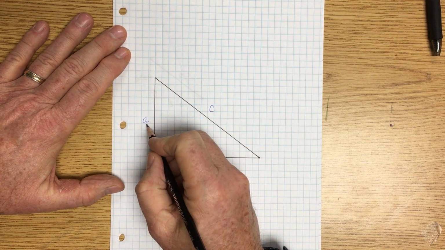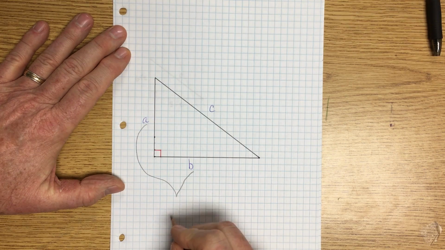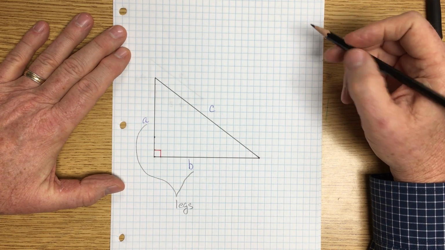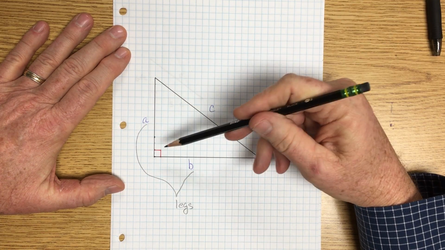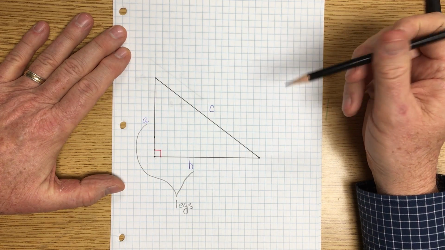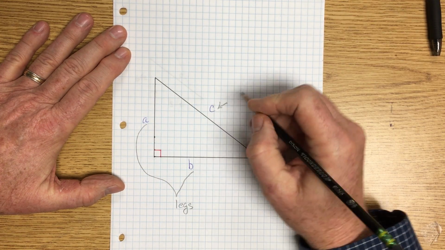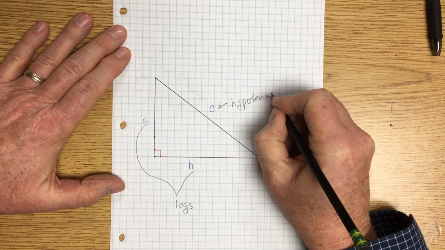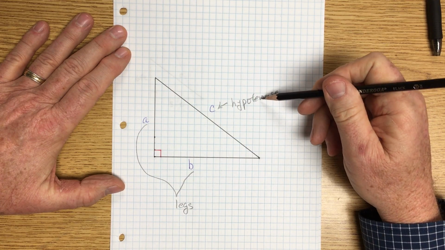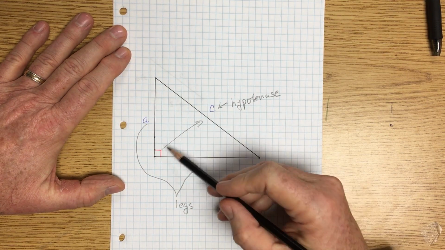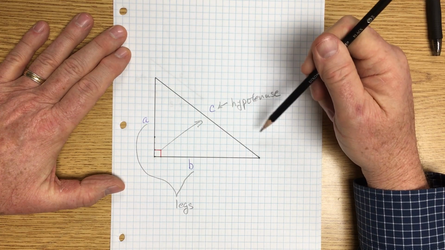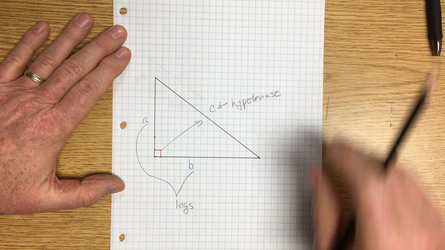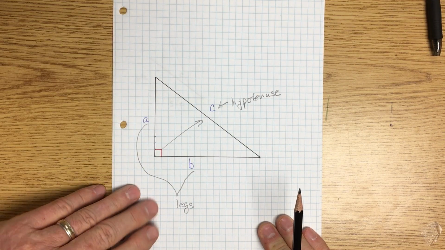A and B are the two shorter sides, and they'll always be referred to as the legs of the right triangle. They're actually the two sides that form the 90-degree angle. The other side, C, which happens to be the longest side, we're going to refer to as the hypotenuse. The hypotenuse is directly across from the 90-degree angle. It's the longest side, and it will never touch the 90-degree angle. All right, so that's just an overview of right triangles before we get started.